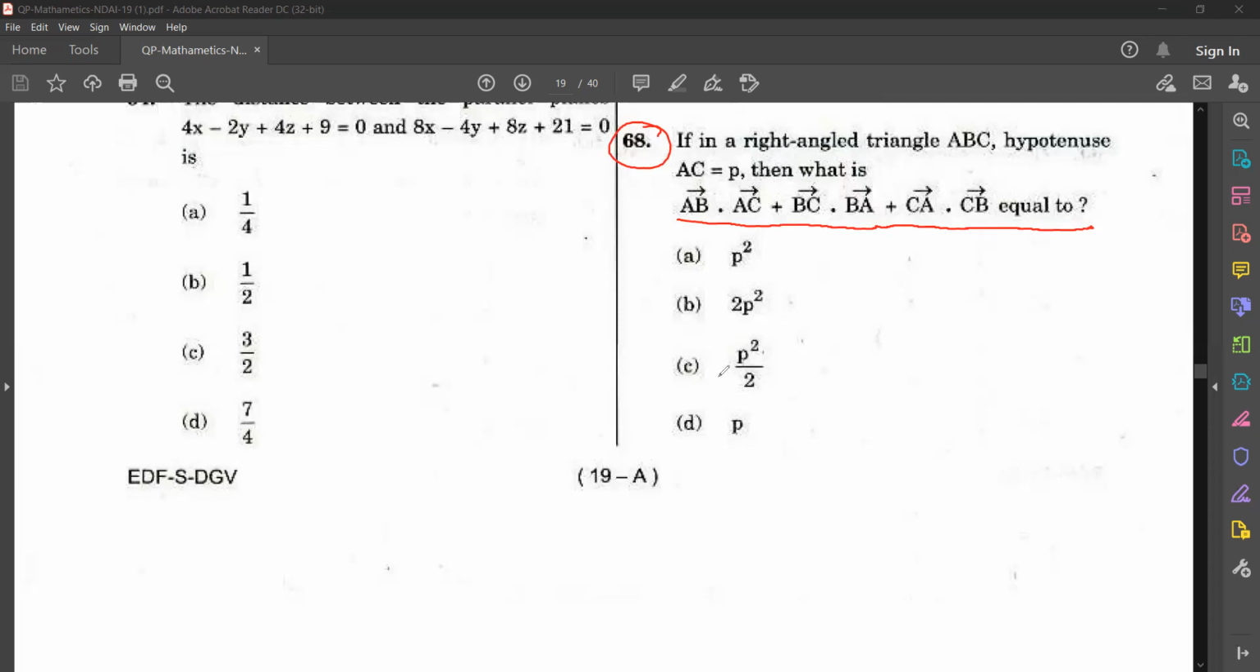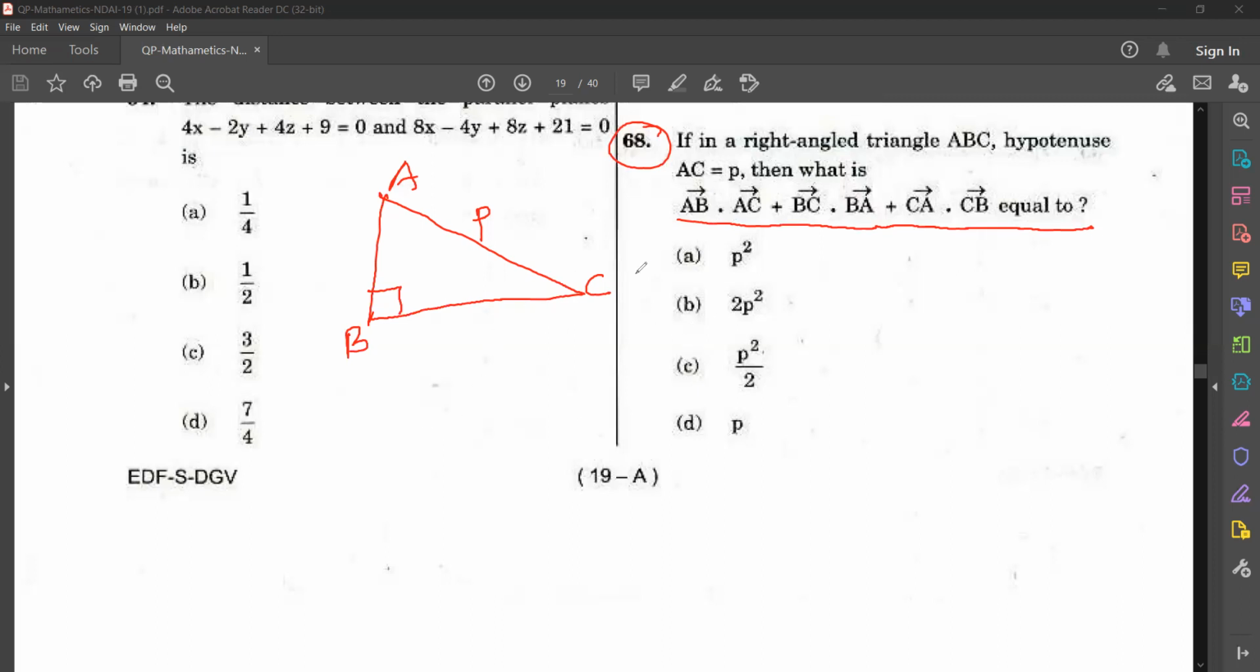Got it? Have you got the answer? So what's the answer you're getting? Will you get P square as the answer? P square. Okay, let me show this. See, you are given that there's a right triangle, isn't it? A right angled triangle with hypotenuse AC, and that is given as P. The side opposite to 90 degrees will be the hypotenuse, isn't it? So this is the hypotenuse. We are asked to find this.